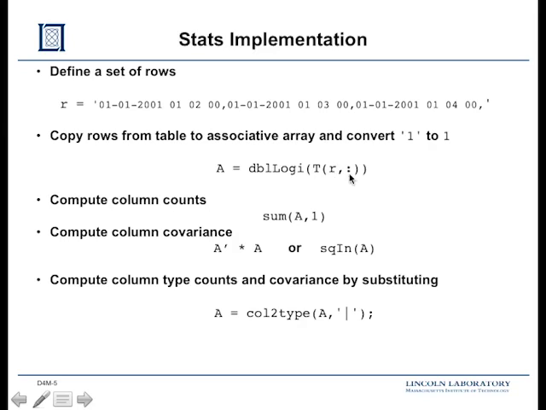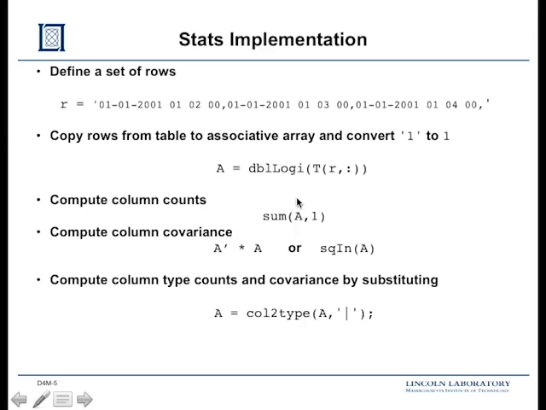Since the values are strings, in this case maybe string values of 1, we have this little function here called double logi, which will basically ignore whatever the value is: if it has an entry, give it a 1, otherwise ignore it. This is a shorthand that does a logical and then a double, so we can do math on it. This is our query that gets us our rows and returns them as an associative array with numeric values. We then compute the column counts.